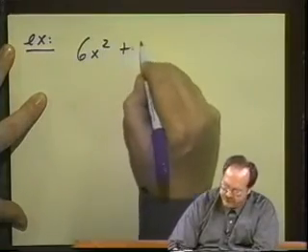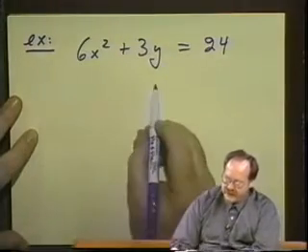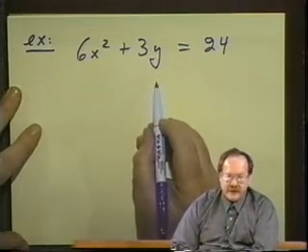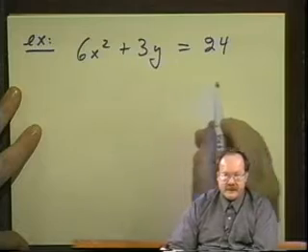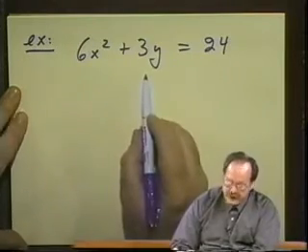6x squared plus 3y equals 24. Now, as I said, I need to rewrite this so that the y is alone on the left, there's an equal sign, and everything else on the right involves x or constants. So this is just a matter of rearrangement.